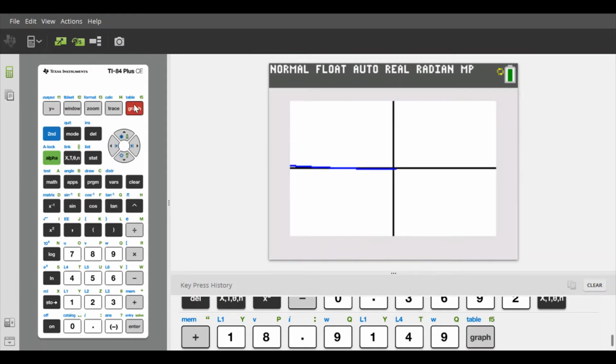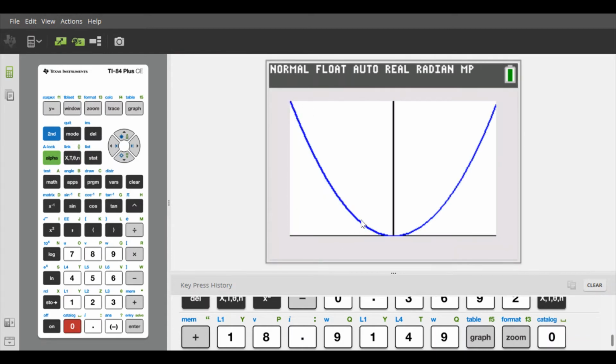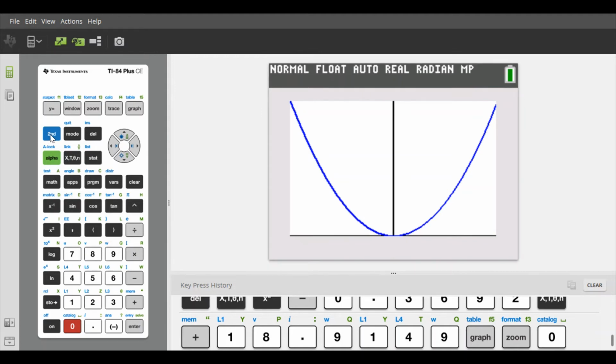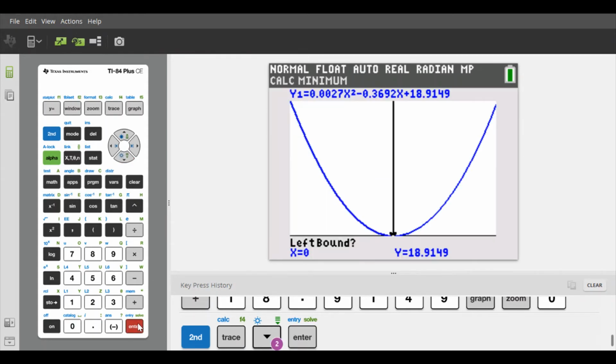I can graph it. Who knows how it's going to show up. It clearly didn't show up well here. I'm going to do zoom fit. See what it does. Oh, that's pretty nice. You can see your minimum point here on your parabola, which is exactly what we want to see. Now we're going to go second calc. We're going to find that minimum point.